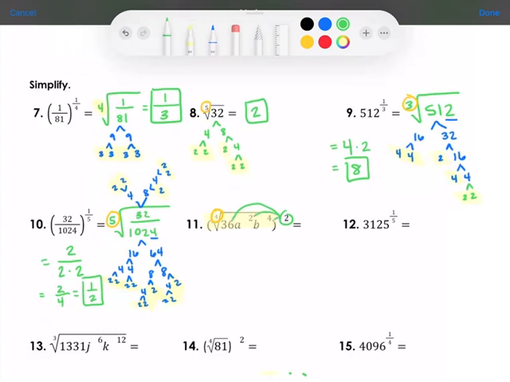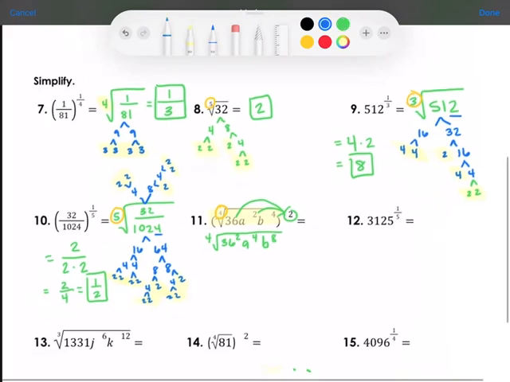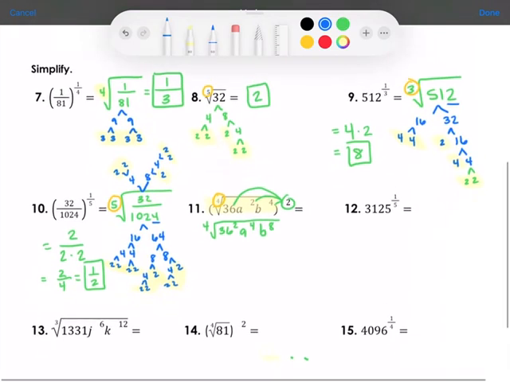So what I'm going to do is I'm actually going to distribute this to everything. Since everything's being raised to the power of 2, I can distribute that out and basically rewrite this as the 4th root of 36 squared, a squared squared, which would be a to the 4th, and b to the 4th squared, so 4 times 2 is 8.